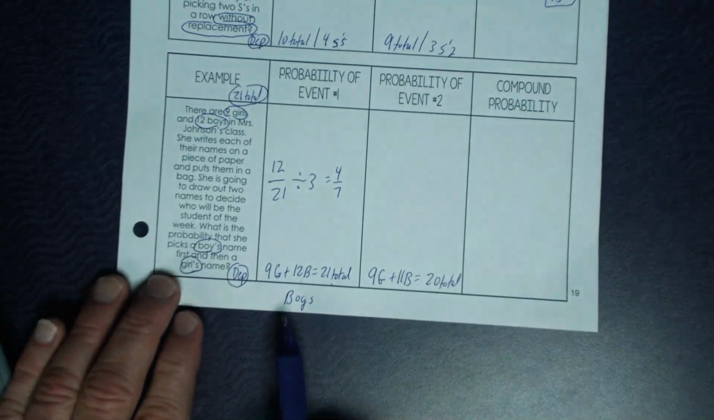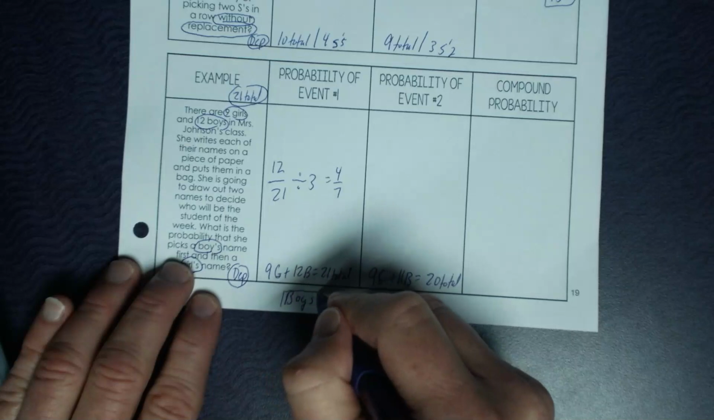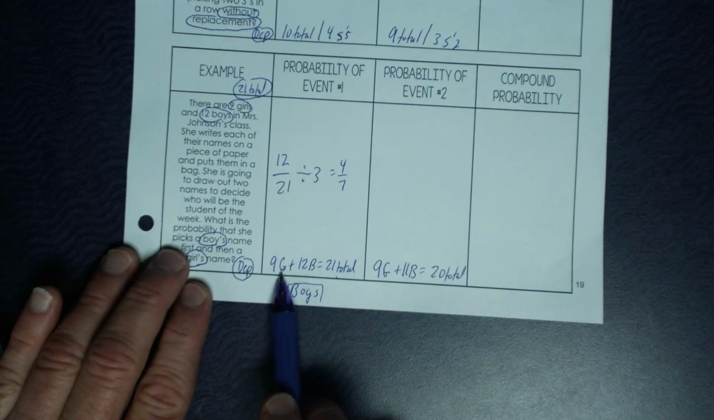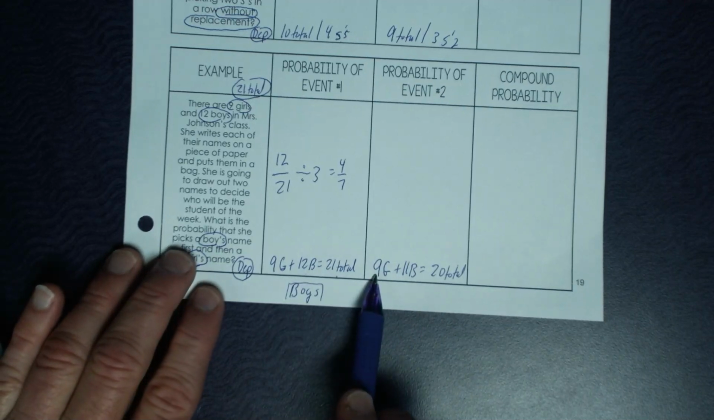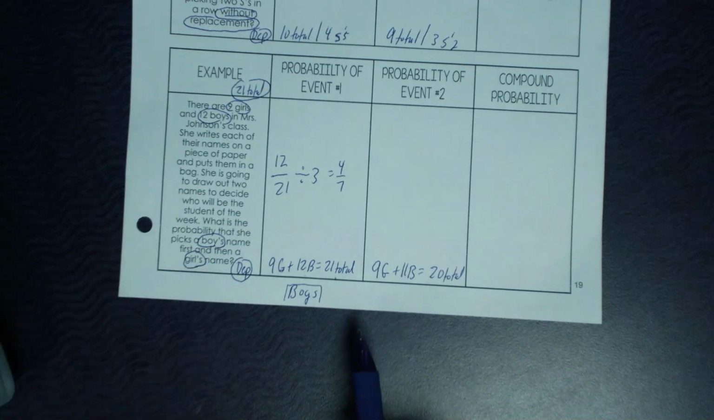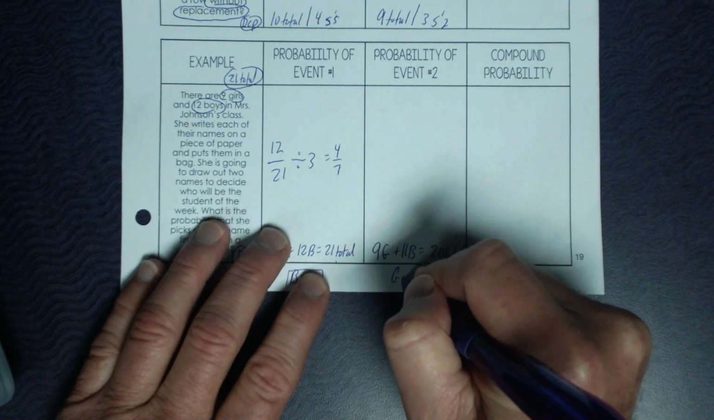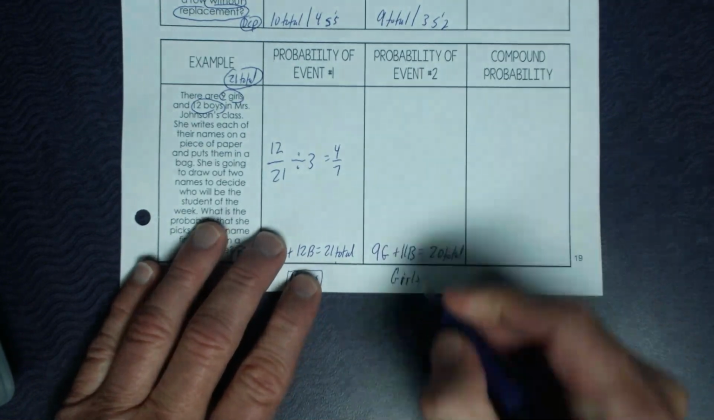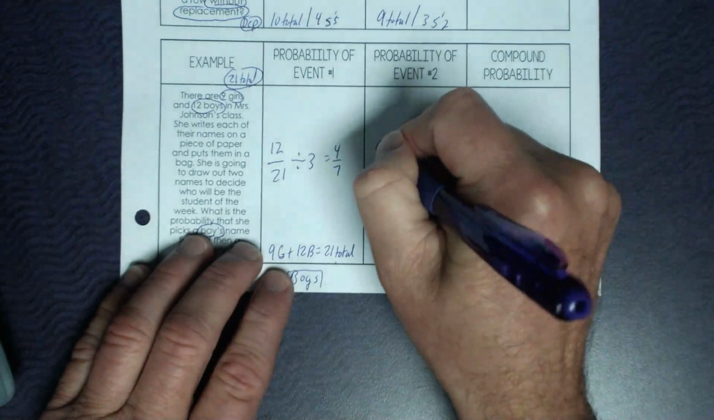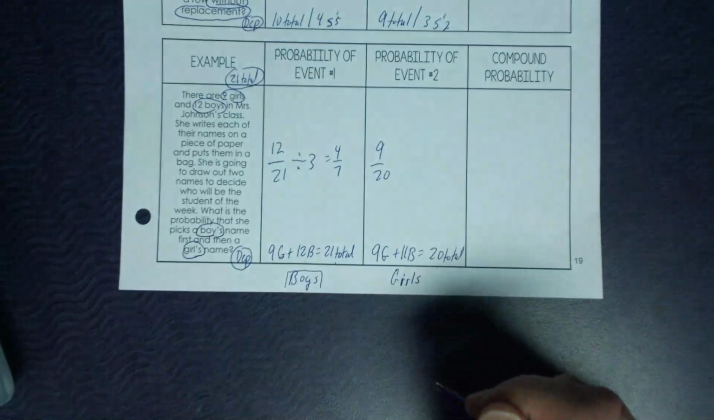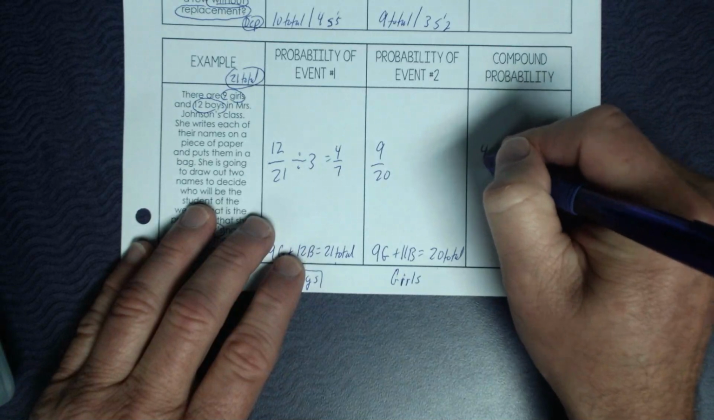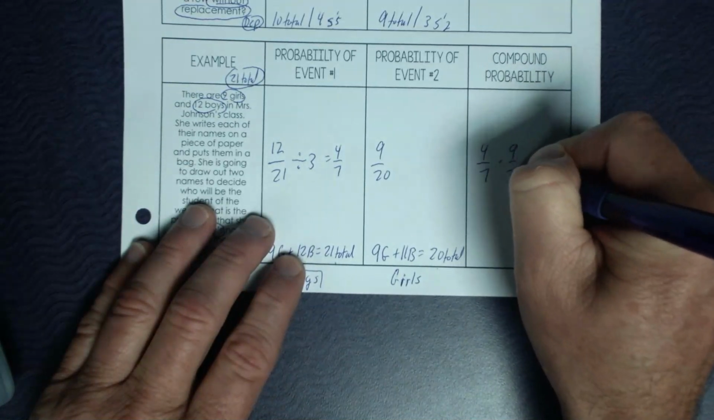So let's talk about that real quick. This is picking the name of a boy out and leaving it. So the 12 boys goes to 11. The girls do not change because we didn't pick a girl's name out. And the total changes because we left one of the boys' names out. So now, what's the probability we pick a girl's name on the second draw? There's 9 girls out of 20 now, and that does not reduce, unfortunately. So now we have 4 over 7 times 9 over 20.